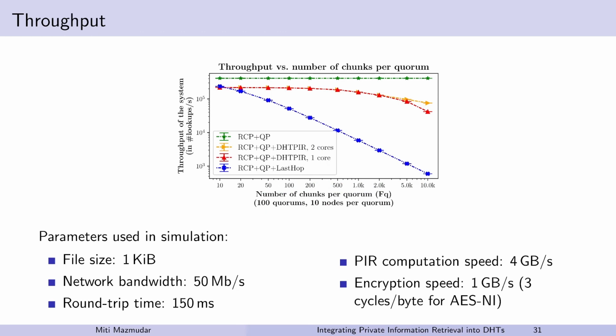We also plot the throughput as the number of files per quorum increases. By throughput, I mean the number of simultaneous client file retrieval requests that can be handled by the simulated systems. DHTPIR performs the same regardless of the number of cores until quorums have around 2,000 chunks each. Until this point, DHTPIR is network limited. After this point, adding more cores to nodes results in an improvement in the throughput. Our simulation demonstrates the potential efficiency of a DHTPIR implementation.